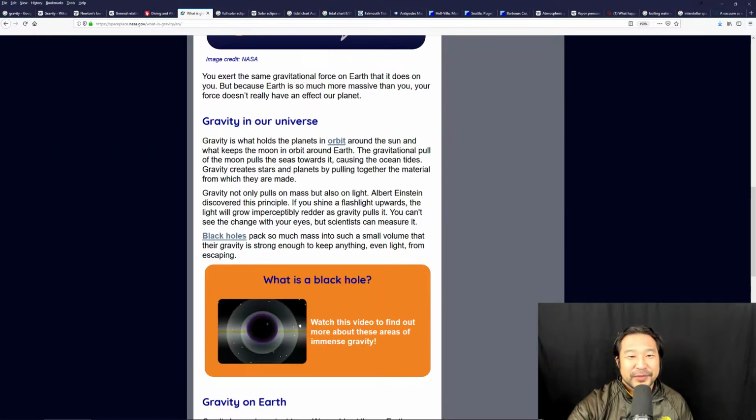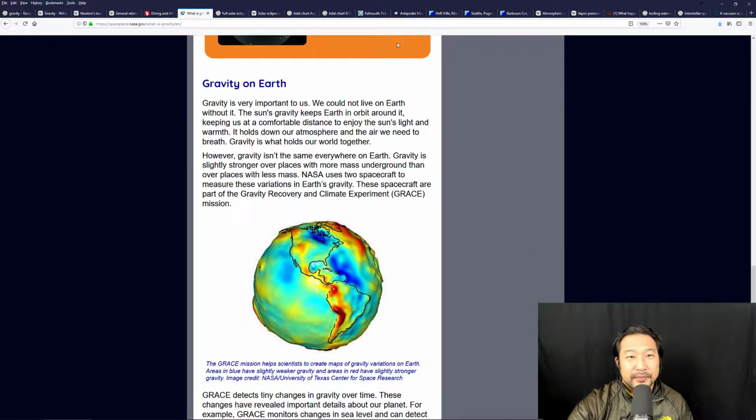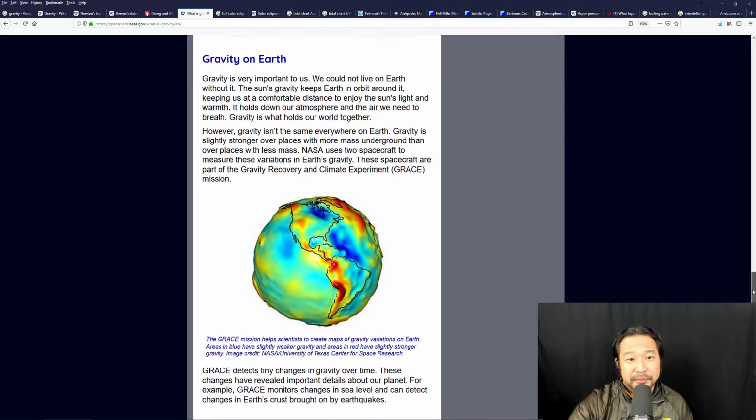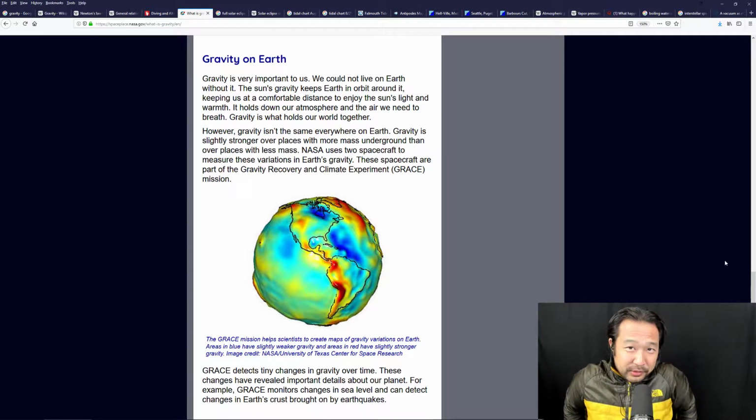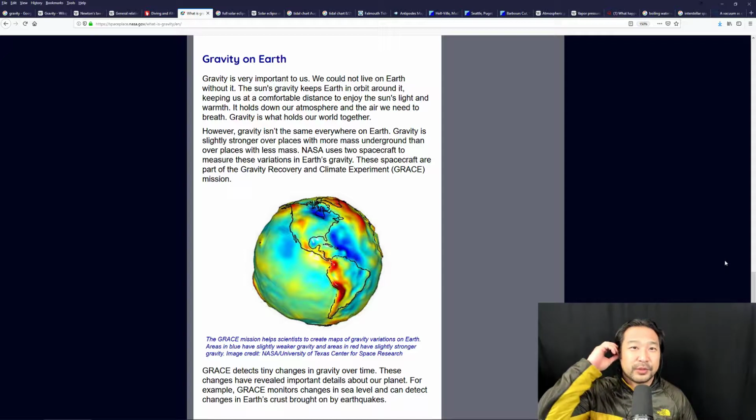So what's interesting about this is something I never knew until today. On NASA, it says gravity is important to us. We cannot live on Earth without it. The sun's gravity keeps Earth in orbit around it, keeping us at a comfortable distance to enjoy the sun's light and warmth. It holds down our atmosphere and the air we need to breathe. Gravity is what holds our world together.